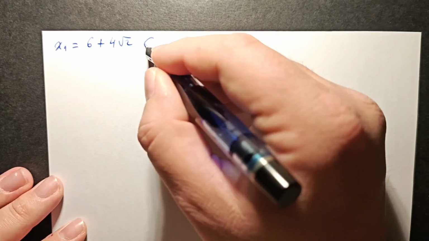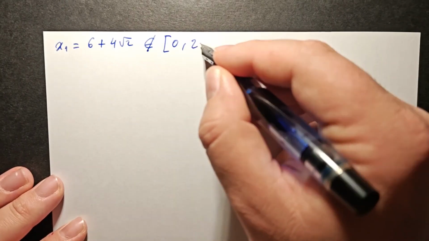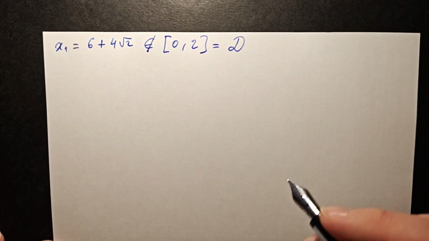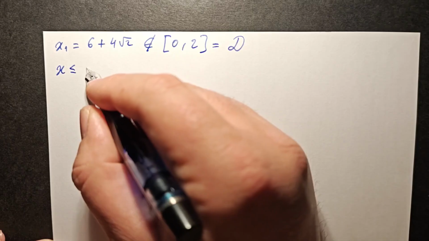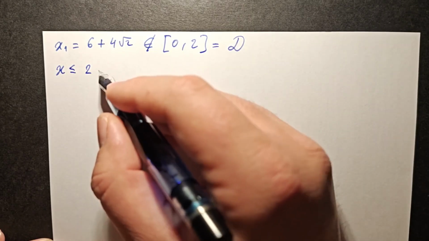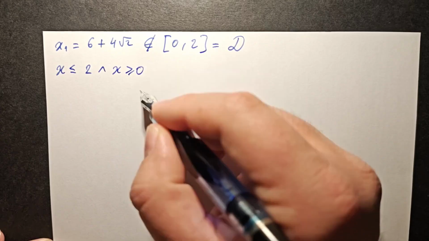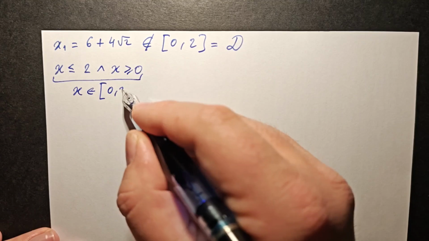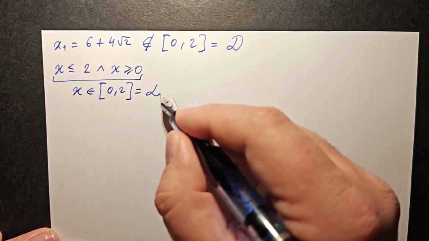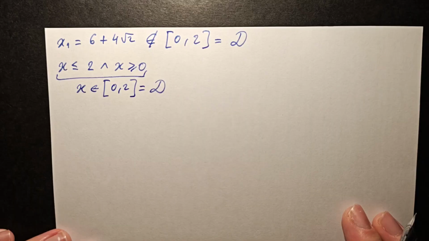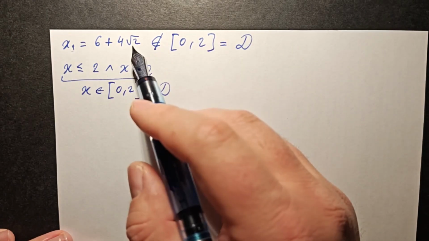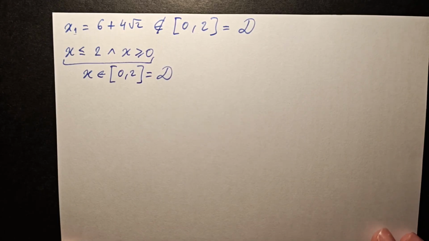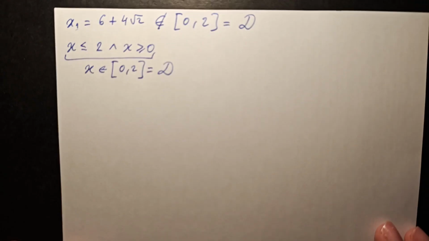Well, that solution does not belong in the interval from 0 to 2, which is the area in which our function is defined. Remember, we had that x is smaller or equal to 2, and x is larger or equal to 0. This means that x belongs in the closed interval from 0 to 2, which is the area in which our equation is defined. So, solution x1 does not belong in this area. Therefore, x1 is not a solution of our equation.